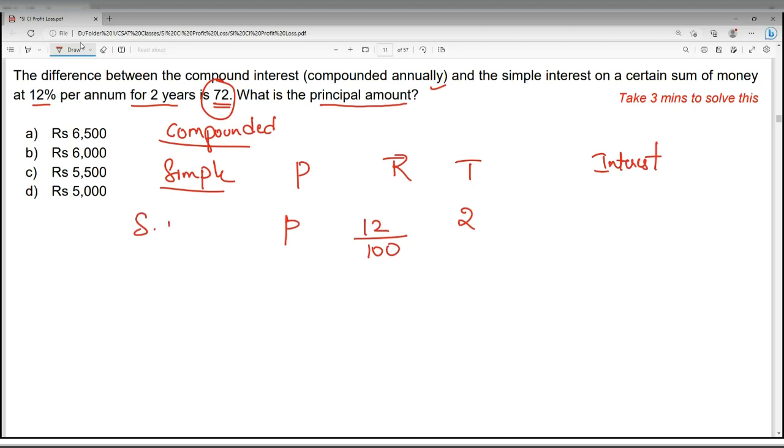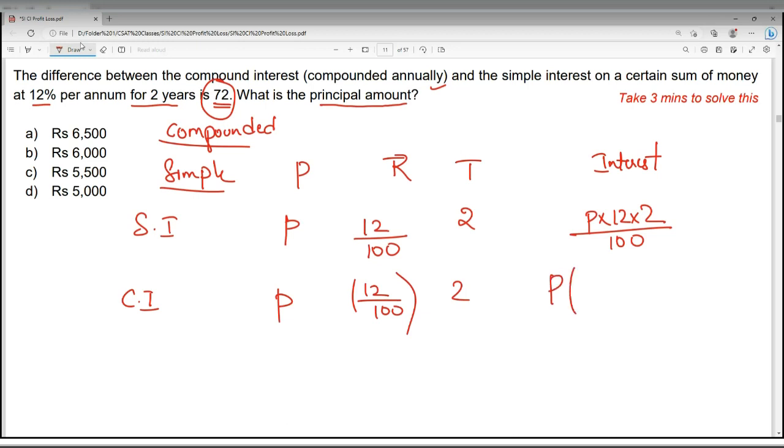So in this case, simple interest is P into 12 into 2 divided by 100. This is the simple interest. And for the compound interest, the interest rate is 12 by 100 over 2 years. Compound interest will be P into (1 plus 12 by 100) raised to the power of 2 minus P. This is the compound interest, because this is the final amount. In that final amount, if you remove the principal amount, you would get the interest component.